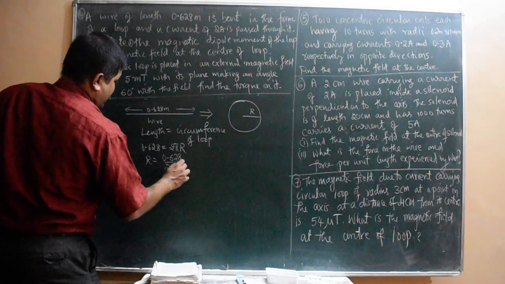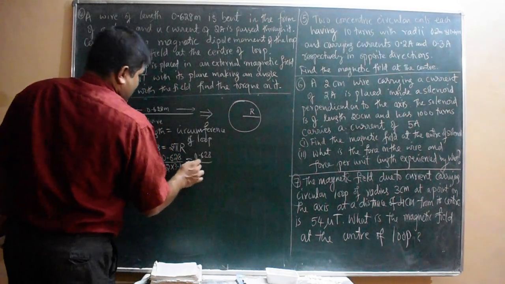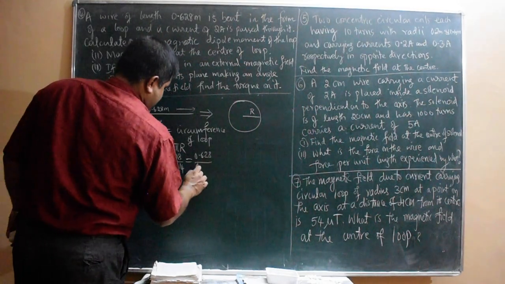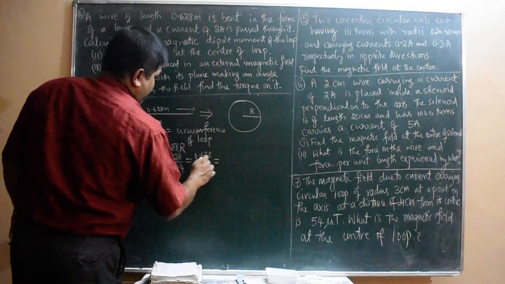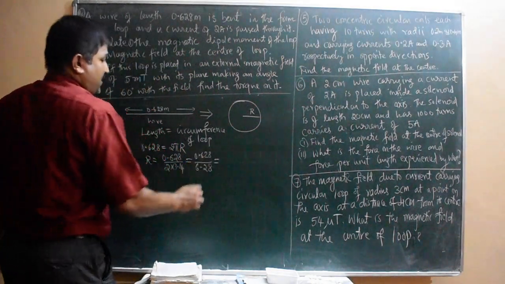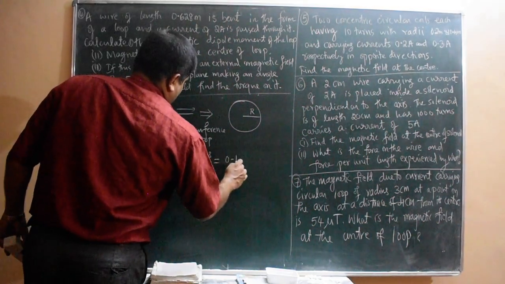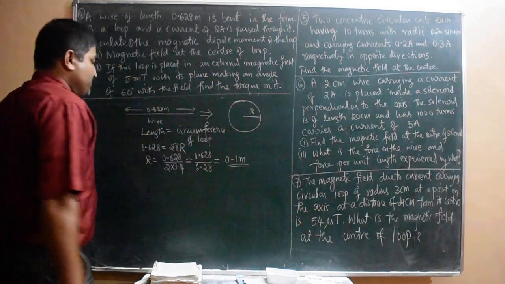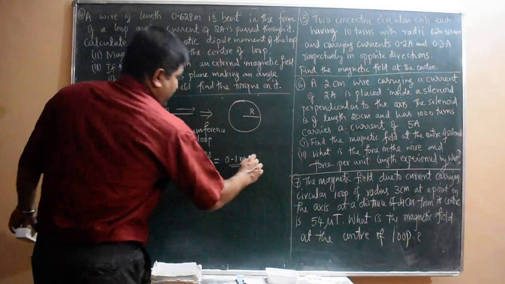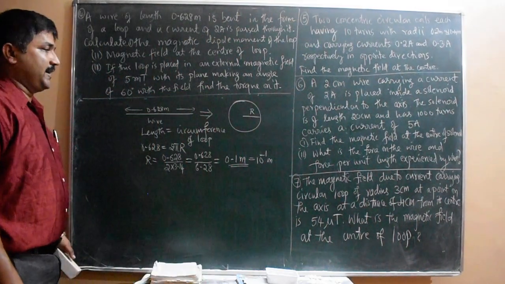Pi is 3.14. Now you see this is 0.628. 2 into 3.14 is 6.28. So 0.628 divided by 6.28. You can use a calculator, but it is actually not required. It is 1 by 10 or 0.1 meter. So this is the radius of the loop, 0.1 meter. You can write 10 power minus 1 meter. Yes, this is the radius.